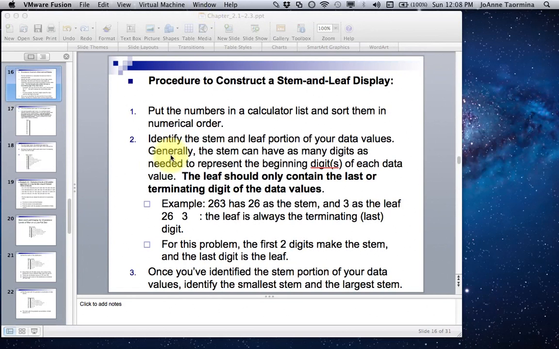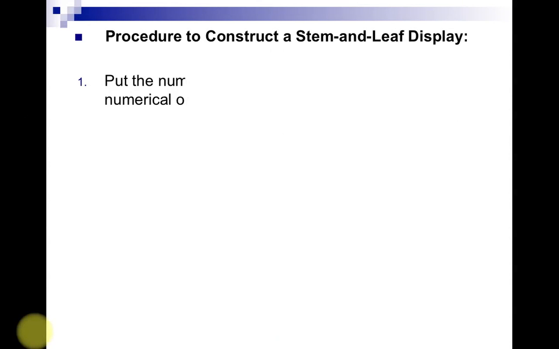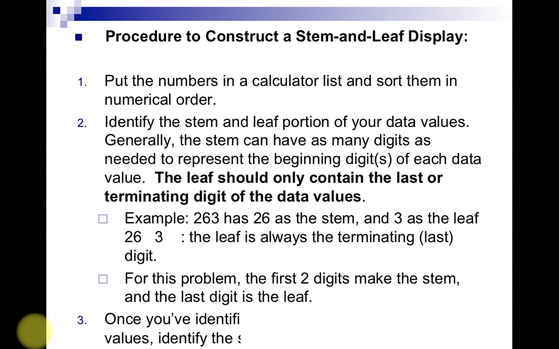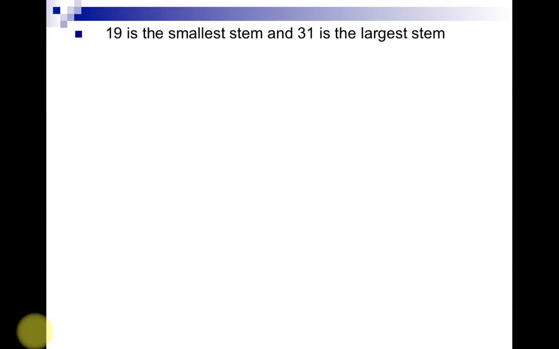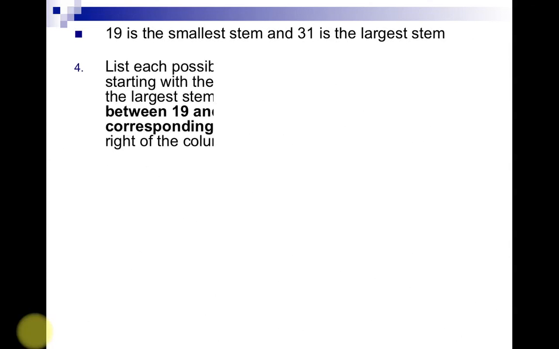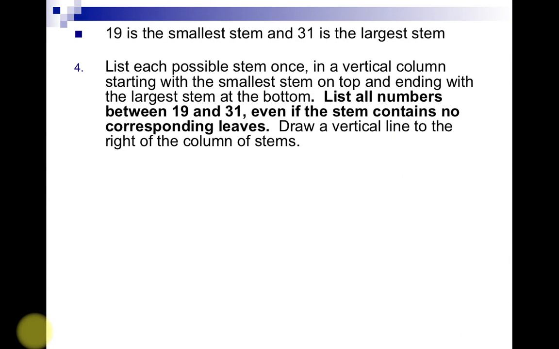Okay, so once those values are identified, we create the stem. Okay, so 19 is the smallest, 31 is the largest. Therefore, we're going to create a stem of data values from 19 to 31. We list each possible stem once in a vertical column, starting with the smallest stem on top and ending with the largest stem on bottom. We list all the numbers between 19 and 31, even if the stem contains no corresponding leaves.